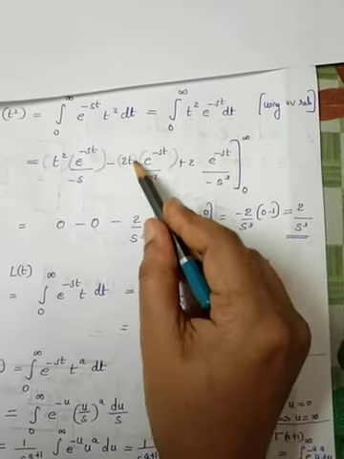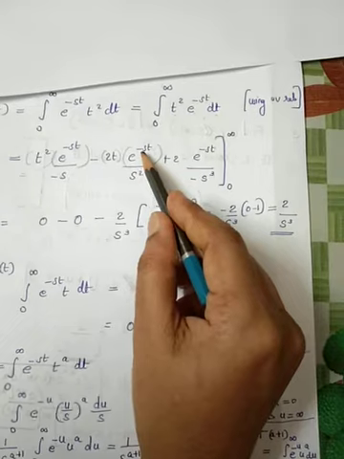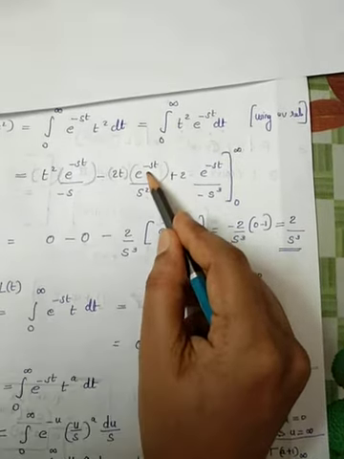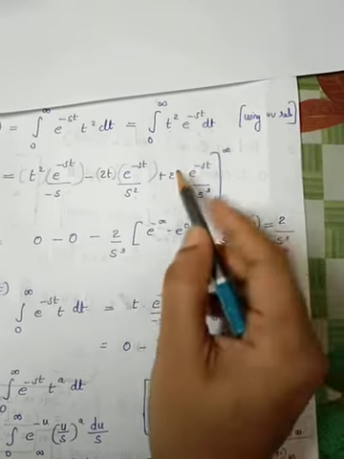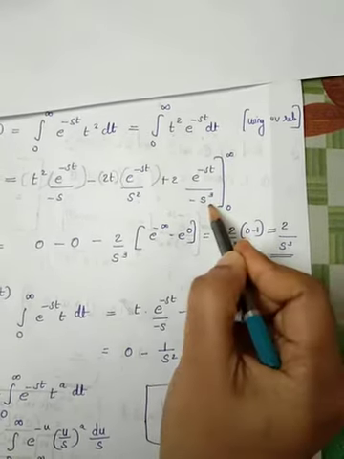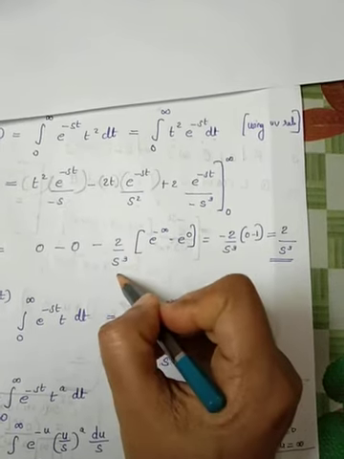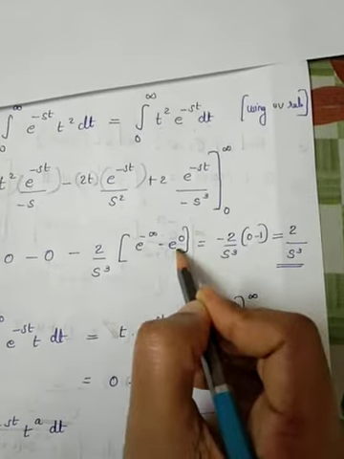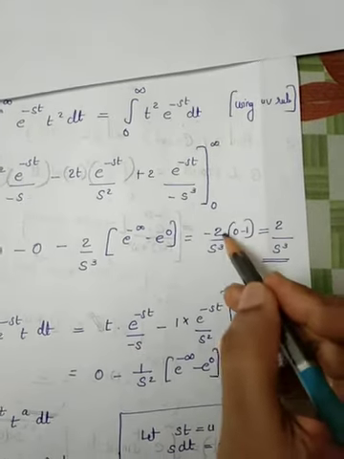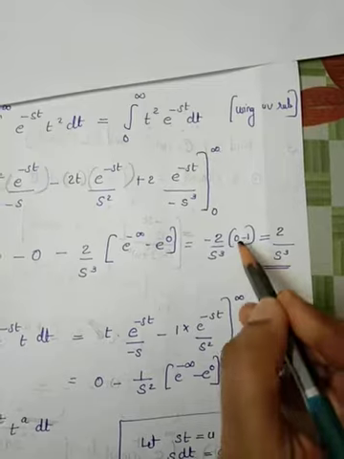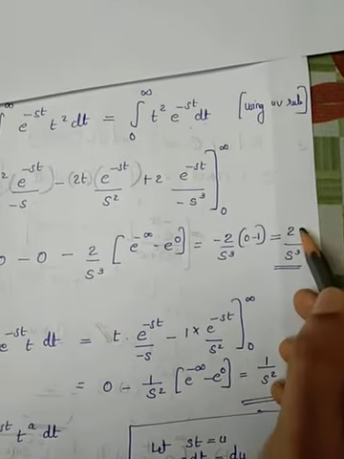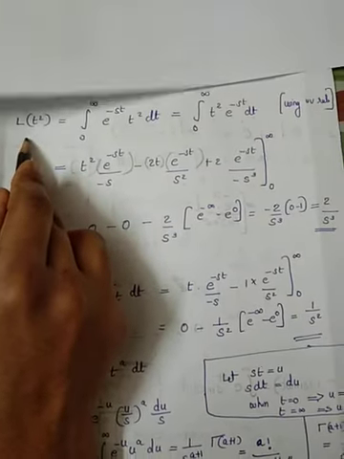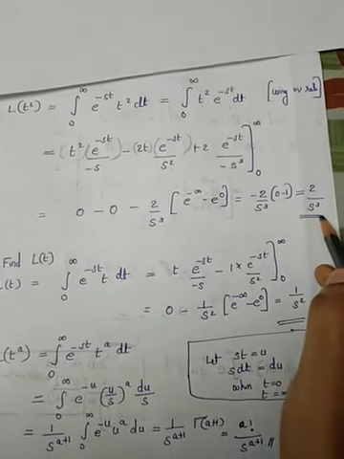Then the second term, similarly we can find out, applying the upper limit and lower limit, the second term is also 0. Minus 0 plus 2 by minus s cube, that is constant, therefore taken outside, minus 2 by s cube into applying the upper limit e raised to minus infinity minus e raised to 0. That is equal to minus 2 by s cube into e raised to minus infinity is 0, e raised to 0 is 1, therefore we get 2 by s cube. Therefore the Laplace transform of t square is 2 by s cube.